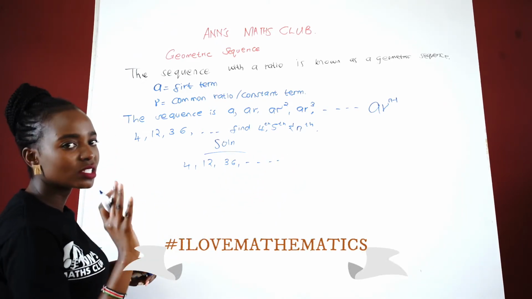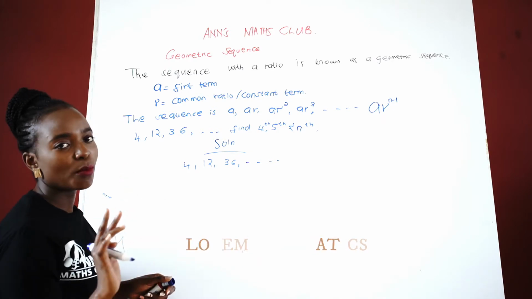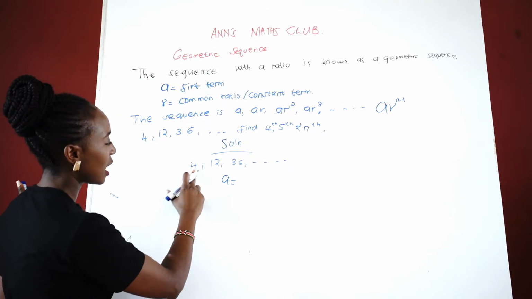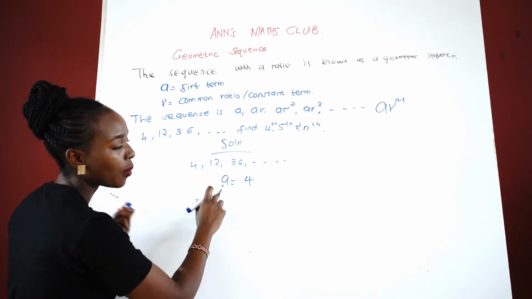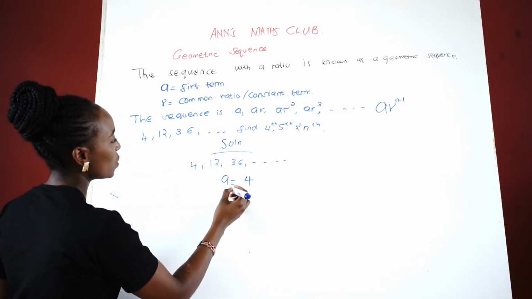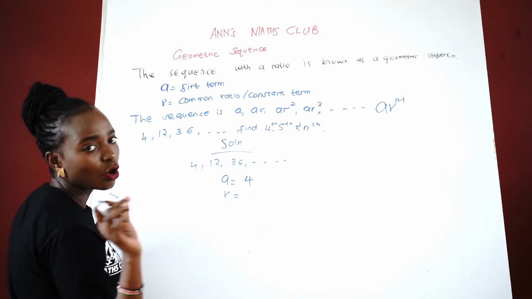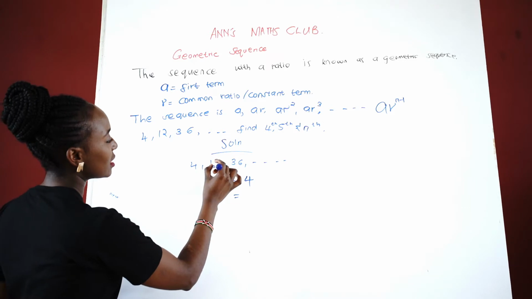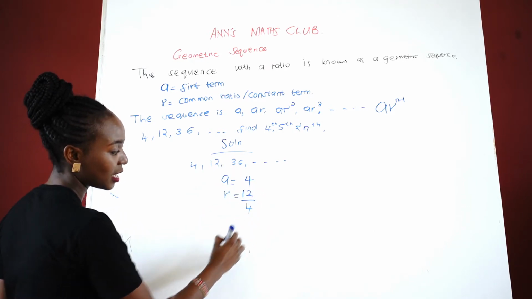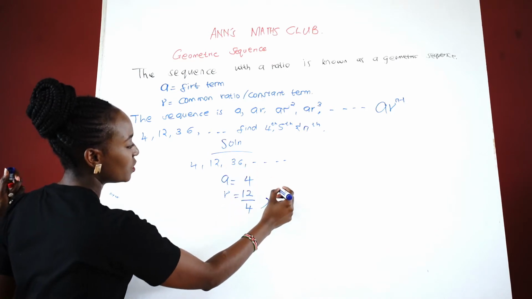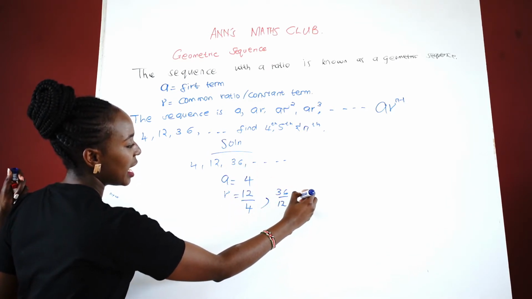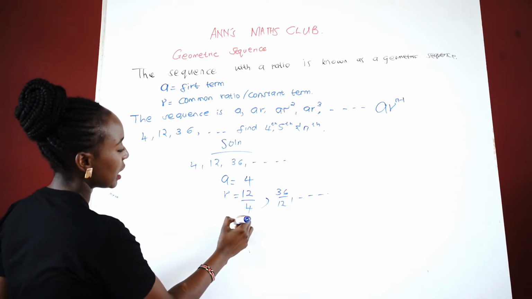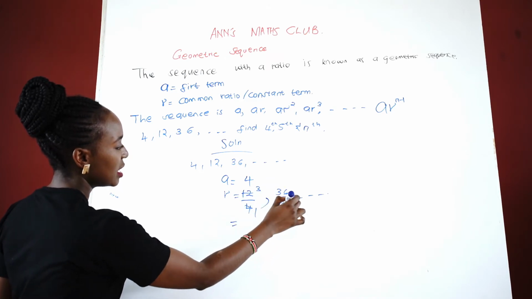Remember, when you find a geometric sequence, it should come to your mind that you have to know two things. That is A, which is the first term. As we look at this, our first term is 4, so automatically A is 4. And the other thing we are looking at is R, the common ratio. How do we find R? You take the second term, which is 12, divided by the first term, 4. Take the third term, 36, divided by the second term, 12, going forward. So you can calculate this: 12 over 4 is 3, 36 over 12 is 3.